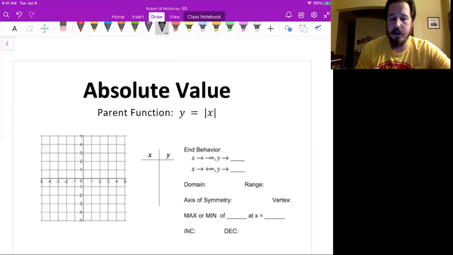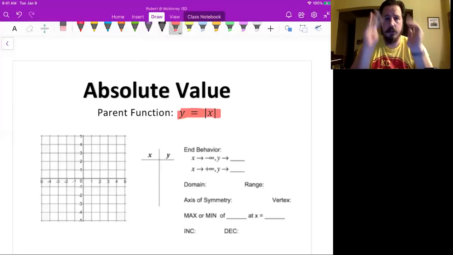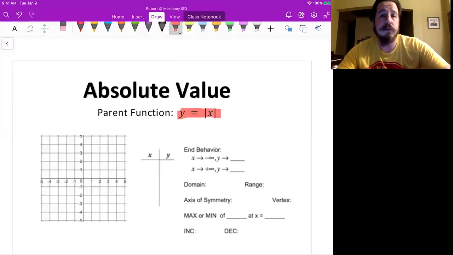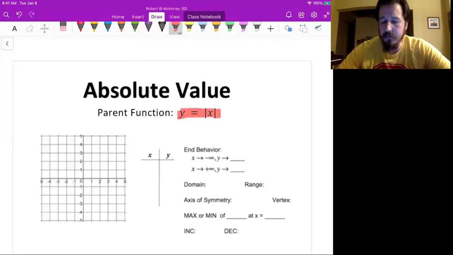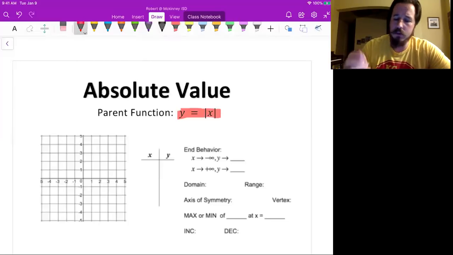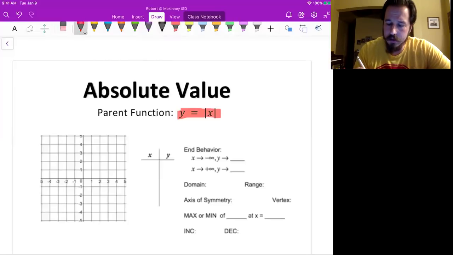So our absolute value parent function is y equals the absolute value of x. So those straight vertical bars, that is the absolute value function. And what absolute value means is distance from zero.